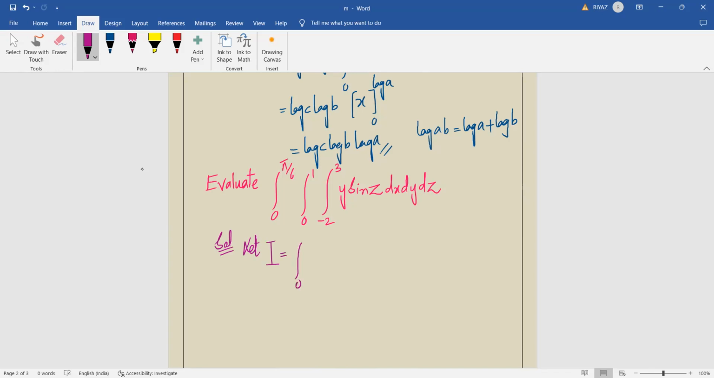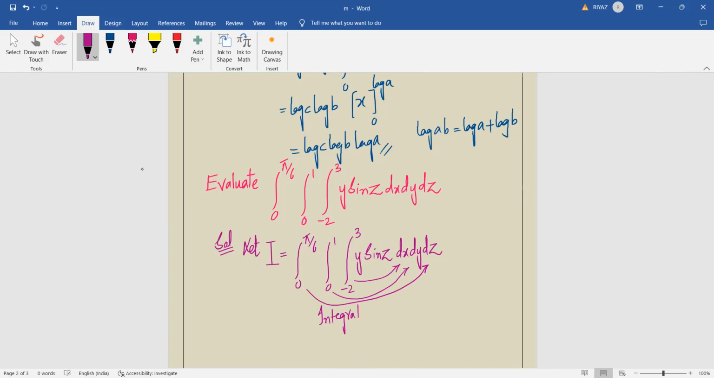This is 0 to pi by 6, this is 0 to 1, this is minus 2 to 3, y sine z dx dy dz. So choice is yours. Still, if you want to confirm, the inside part is for x, this is the limits of y, and this last one is the limits of z. Again your choice, but I want to start by integrating with respect to x.